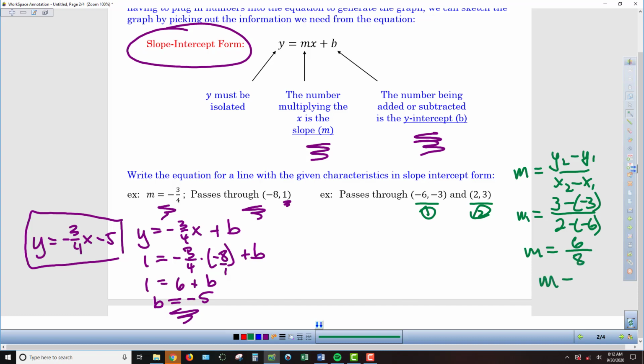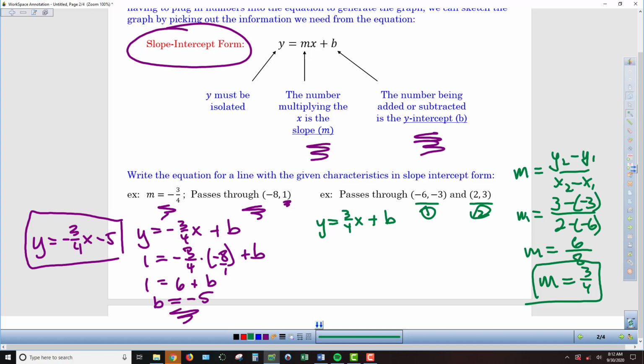So this time we're ending up with a slope of positive 3/4. So there's our slope, so we can go ahead and slot that into our equation. y equals 3/4 x, but we still don't know what the y-intercept is, so plus b. Now we're going to approach it the same way that we did on the previous question.